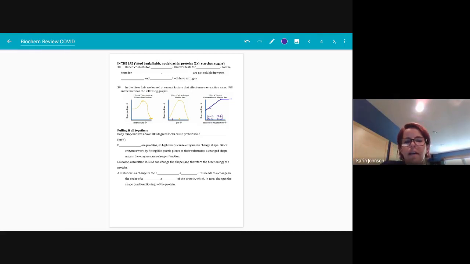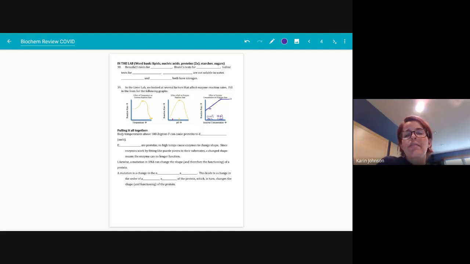All right, friends, we are almost done, and it's just about exactly what I was hoping for in terms of timing. So pulling it all together, body temperatures above 108 degrees can cause proteins to denature, which means to melt. Enzymes are proteins, so high temperatures can cause enzymes to change shape. Since enzymes work by fitting like puzzle pieces to their substrates, a changed shape means the enzyme can no longer function. Likewise, a mutation in DNA can change the shape and therefore the functioning of a protein.